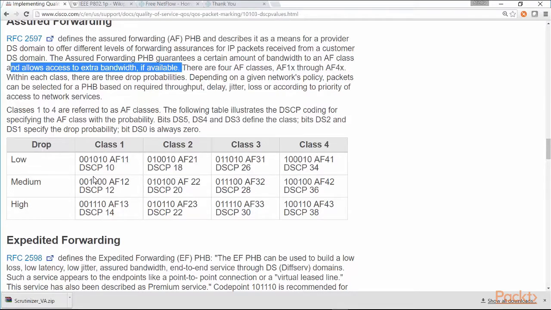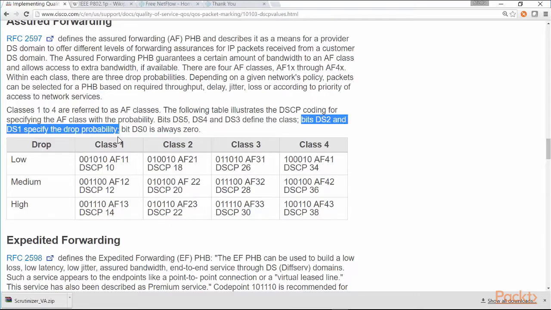So without going any further, let's look at something called AF11, which is assured forwarding 11. It has a DSCP value. The 6 bits are 0, 0, 1, 0, 1, 0, which basically translate to a 10, right? That's 2 and 8. 2 plus 8 is 10. Now drop. The bits DS2 and DS1 specify the drop probability. So these bits here specify the drop probability.